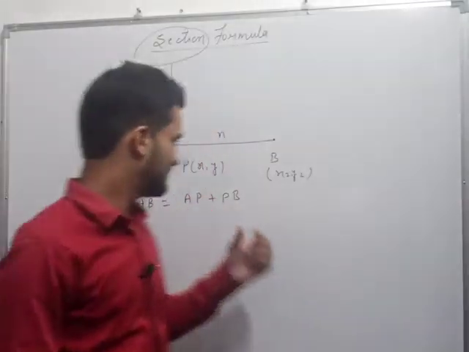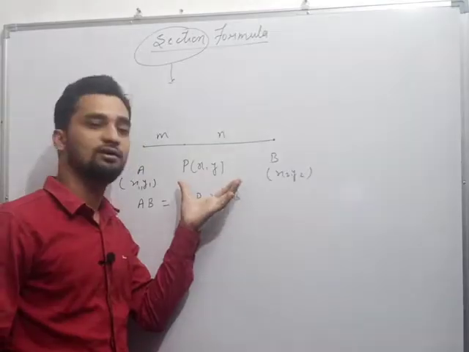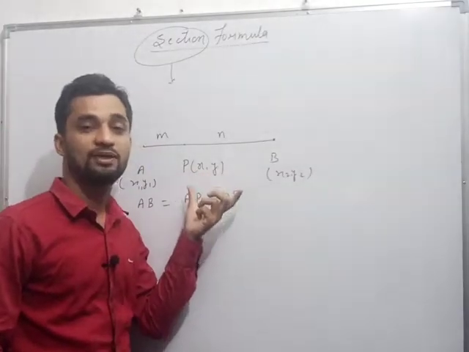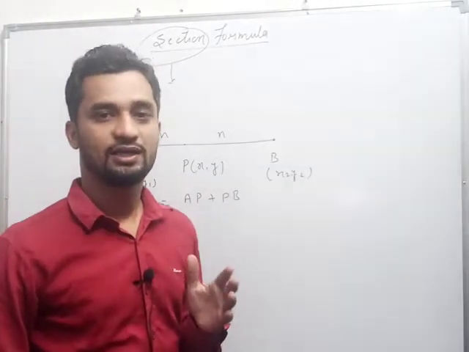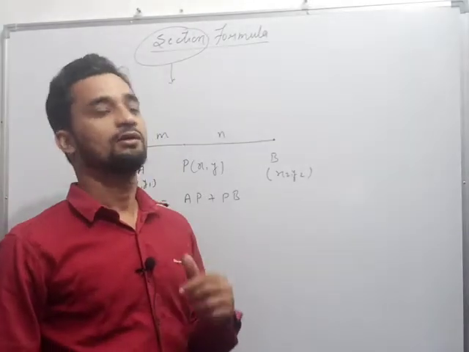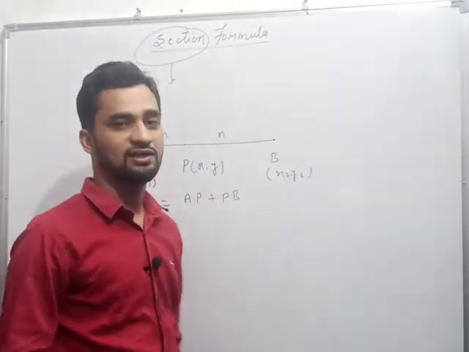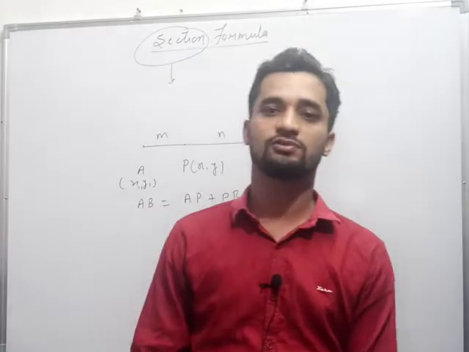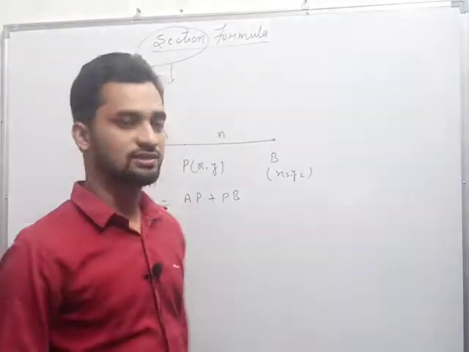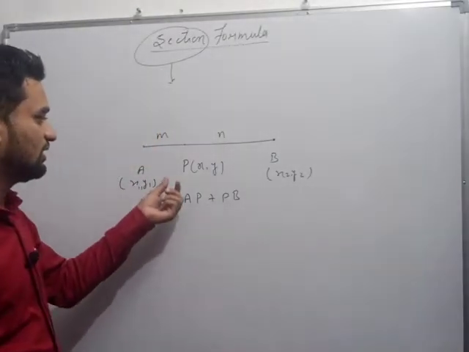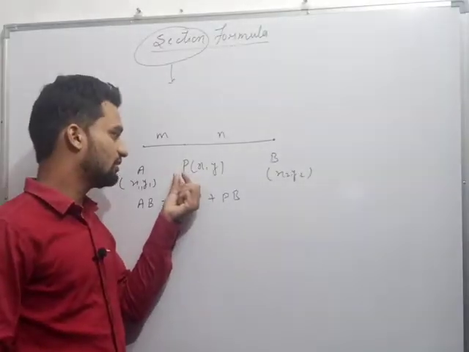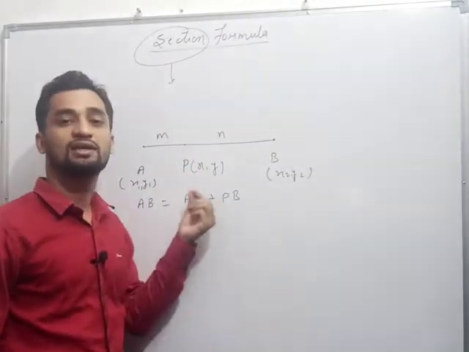One more thing, this point P divides AB internally. It can divide this line segment externally also, but that is not in your syllabus. That is in next classes. So here we are studying only internal division. So point P is dividing AB internally.